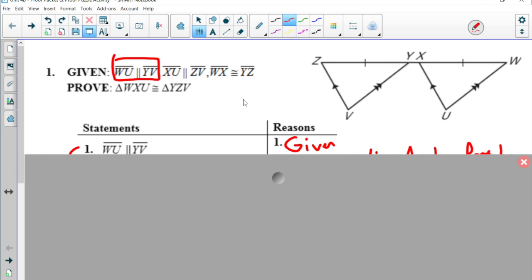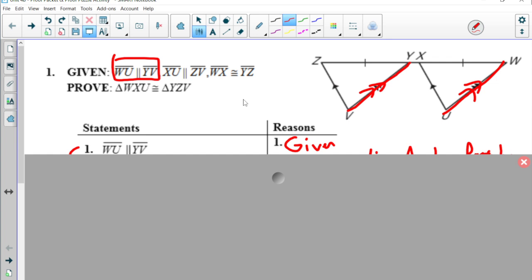However, does this symbol mean congruent? No, it doesn't. What does it mean? It means that they are parallel. Very good. So we have W to U and we have Y to V. We are told that they are parallel. It's even got the little arrows in the diagram that's marking them parallel.